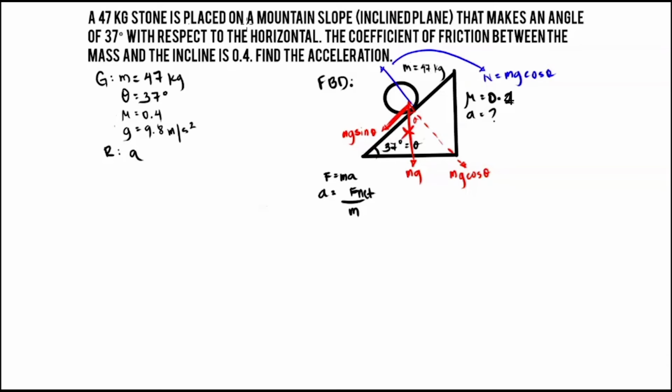Knowing that there is friction, the friction force is always directed opposite to where the object, in our case the stone, will slide down. Friction force keeps the object from sliding down the inclined plane.